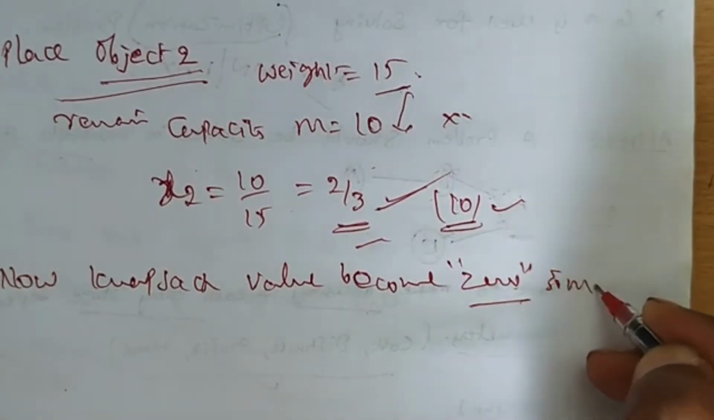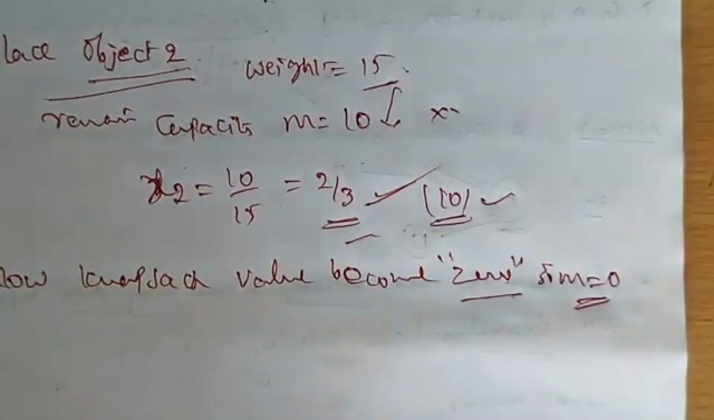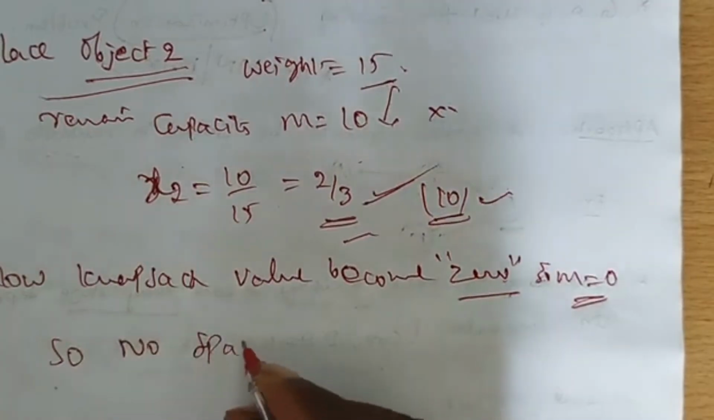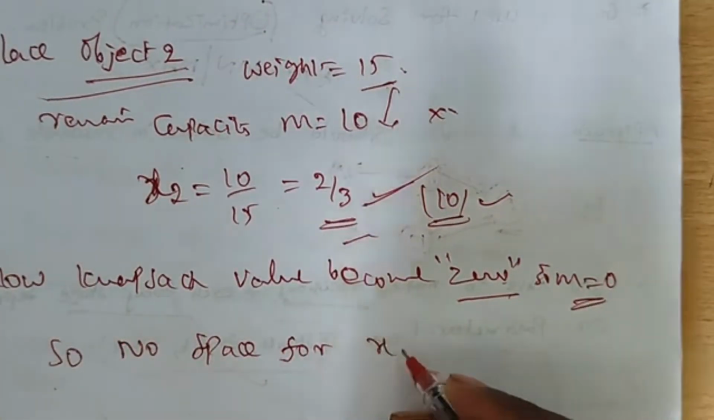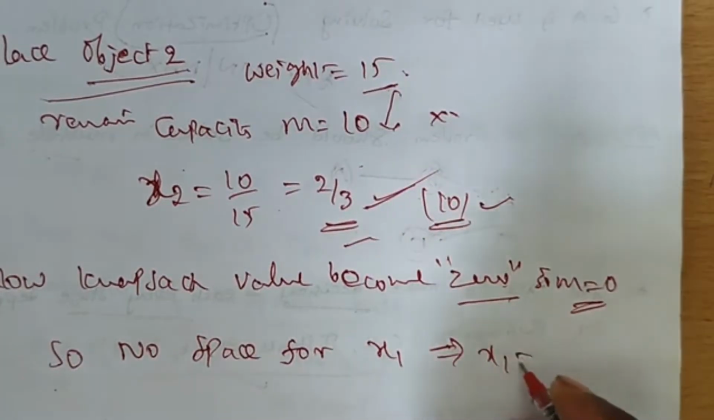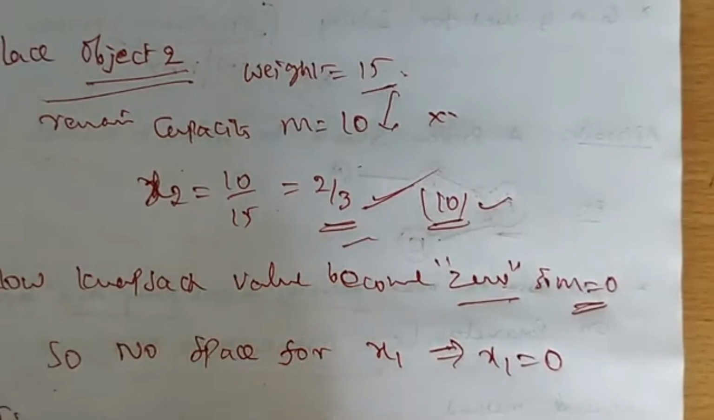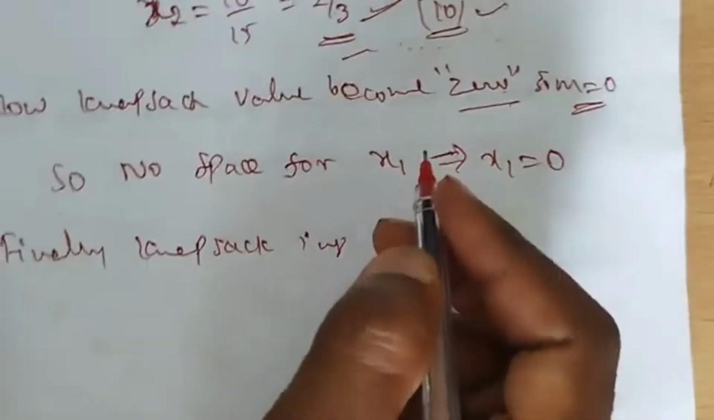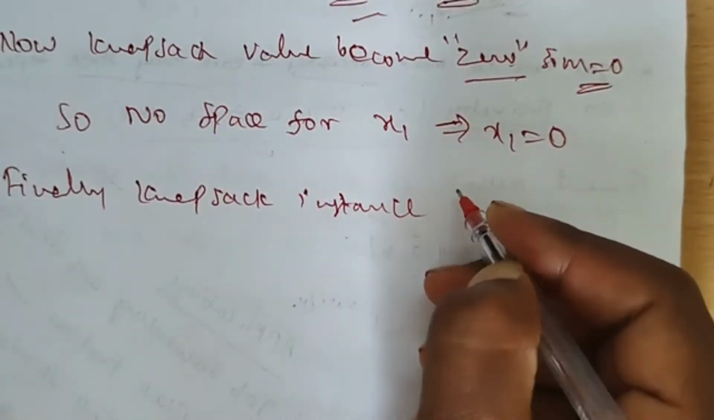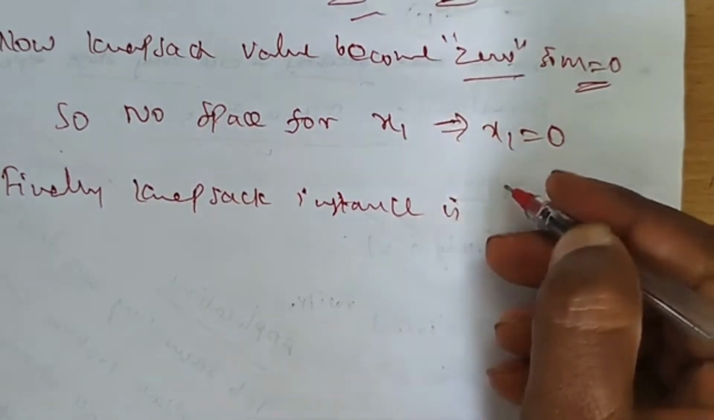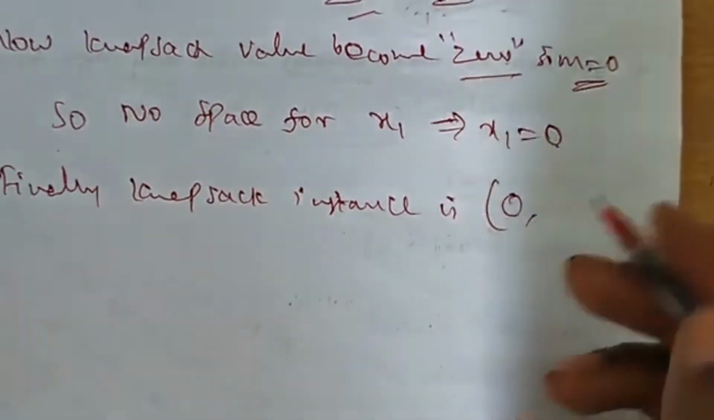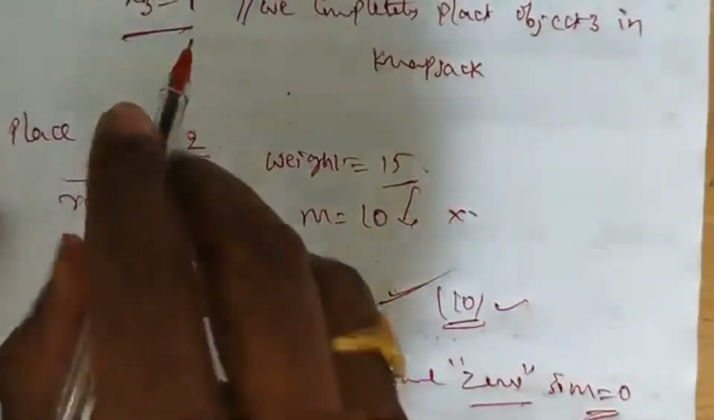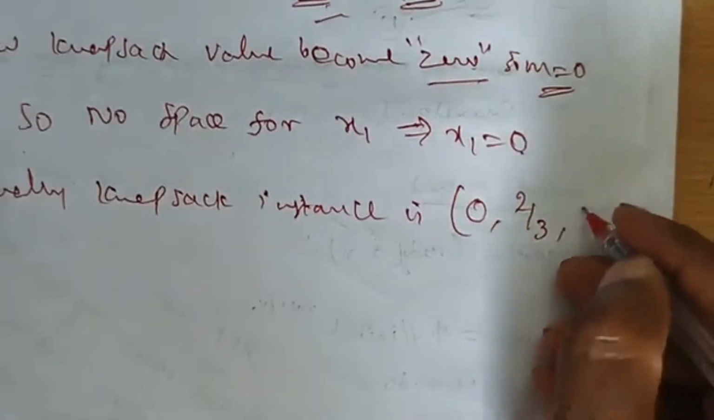So M is 0. M is 0 means, what is the first object value? There is no space for x1, so x1 equals 0. So finally, what is the instance of the knapsack? Object 1 is 0. Object 2, how much space do we use? Object 2 is 2 by 3. And what about object 3? It is 1. So this is the instance of the knapsack.